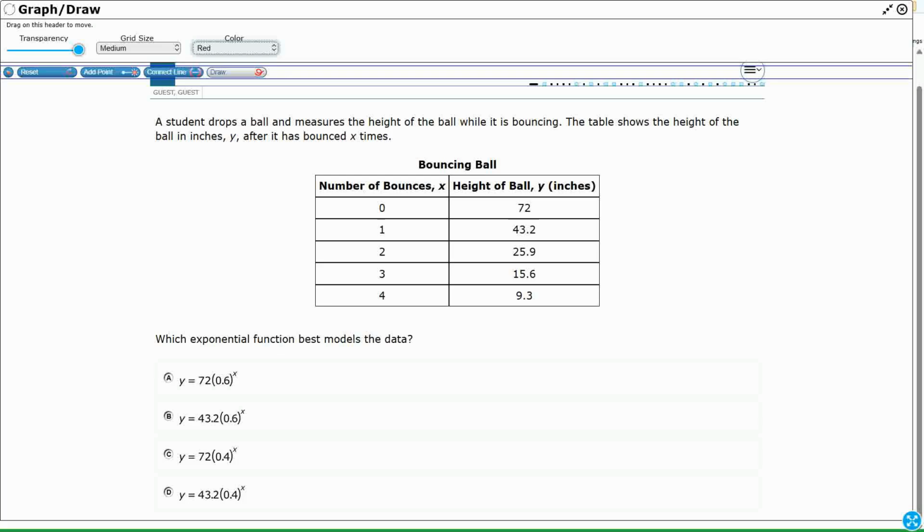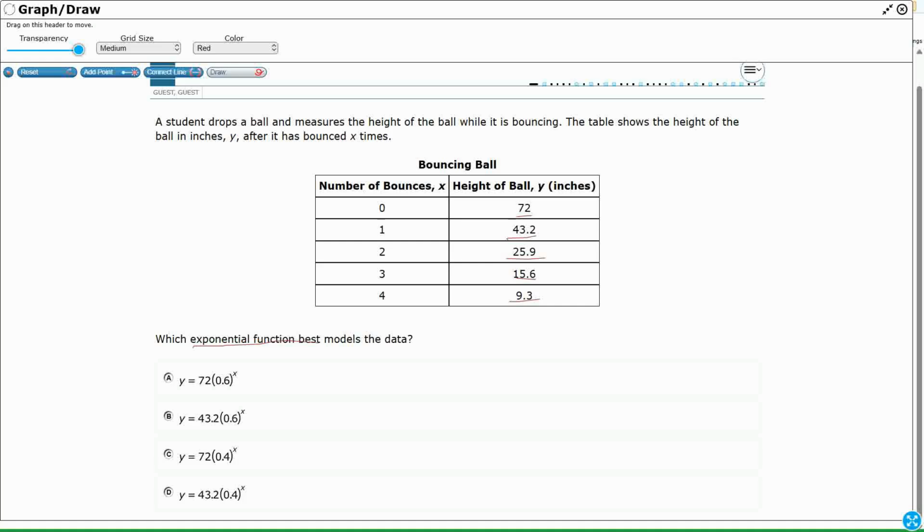All right, so we've got a student dropping a ball and measuring the height when it bounces. So the number of bounces, we see that it is going to be decreasing. So 0 bounces, we're starting at that 72 inches, and then it bounces only to 43, bounces again. And you can just kind of see that ball getting lower and lower as it continues to bounce. It's losing some of its energy. So we need an exponential function that best models this real world data.